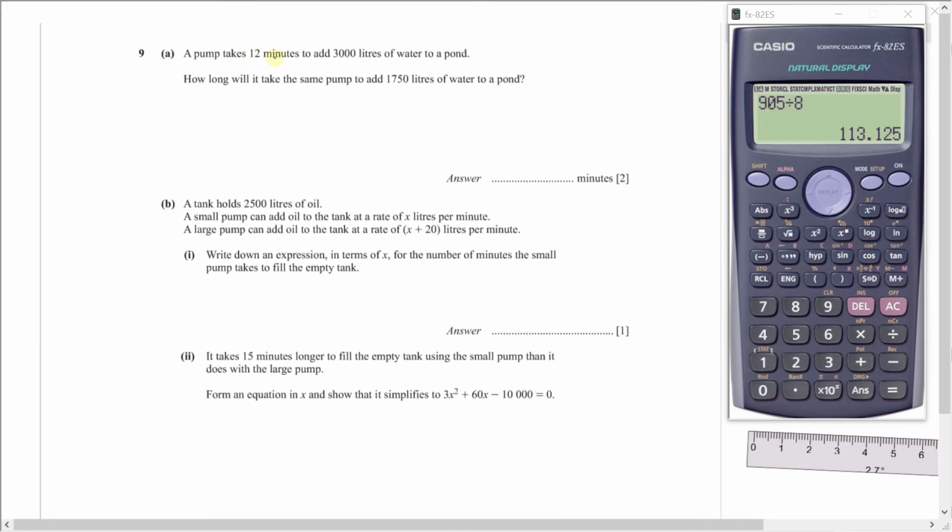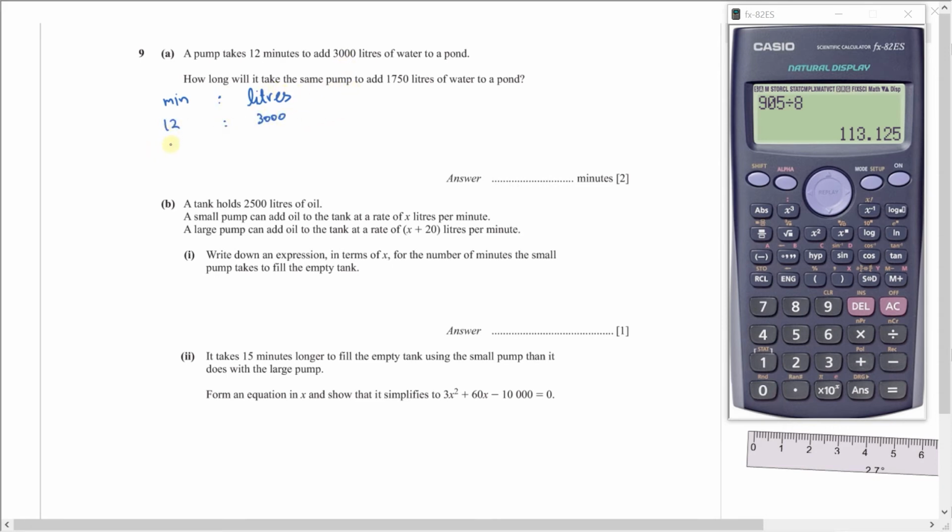Question number 9 is a pump takes 12 minutes to add 3000 liters of water to a pond. How long will it take the same pump to add 1750 liters of water to a pond? So I'll show you two methods. One is the ratio and the other one is the unitary method. So first let's use the ratio method. So you have minutes, ratio, liters. The pump takes 12 minutes to add 3000 liters. So 12 minutes for 3000 liters.